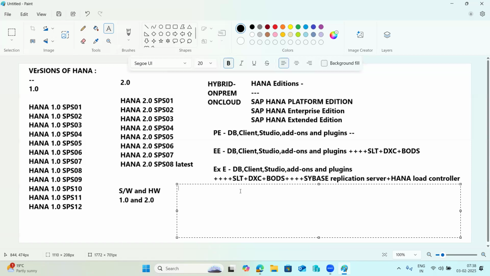Ravi, about that PE and EXE, right? Which edition does a real-time customer go with? Platform edition. Yeah, most of them. Customers choose the platform edition only.